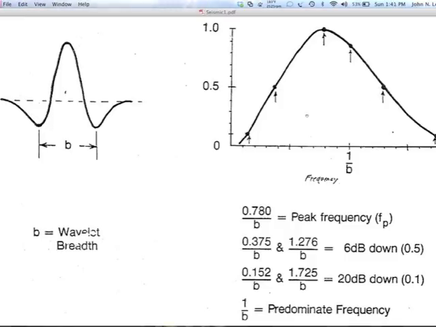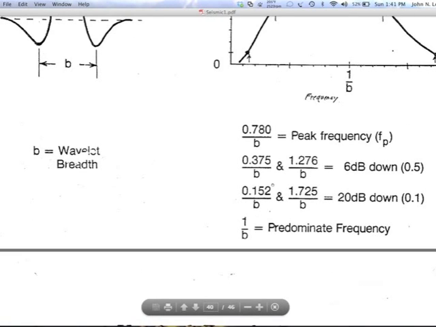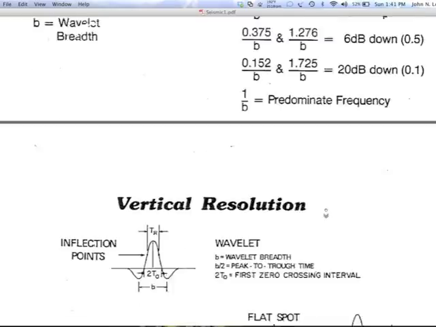Then halfway down, from one to half of the response, call it 6 decibels down, is at about 37.5% and 128%. So most of the energy is contained within this fairly narrow range. Absolutely everything really is between the 20 dB down points, so 15% to 172% of the dominant frequency. We really have nothing at twice the dominant frequency, and similarly nothing at 10% of the dominant frequency. Narrow band.